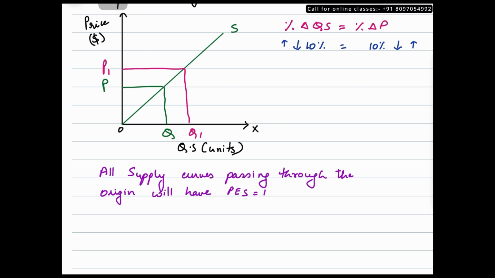Now for those students who do not understand the diagrammatic representation here, we need to remember that when you are drawing the diagram, your distance here should be equal to the distance here to be able to give a unit elastic look. Alright. And as I've mentioned, all supply curves passing through the origin will always have a unit elastic supply. Why is that?